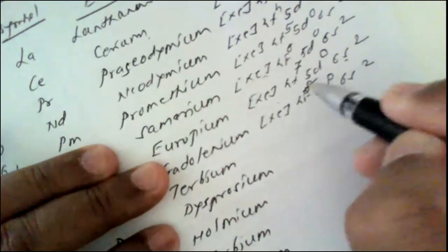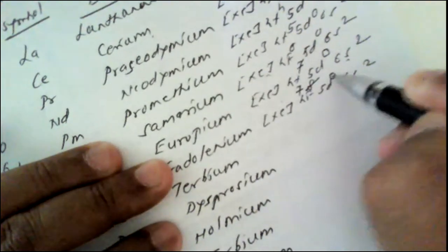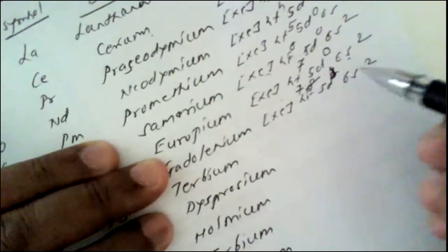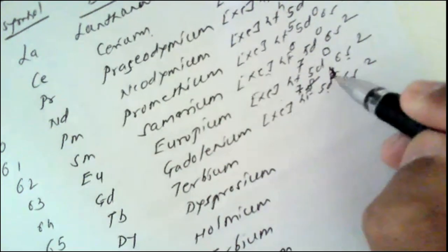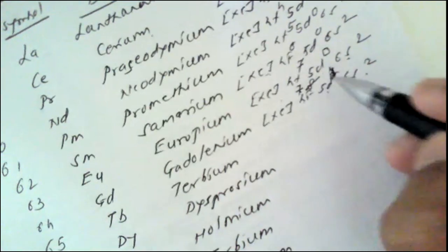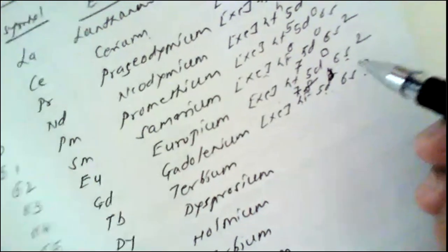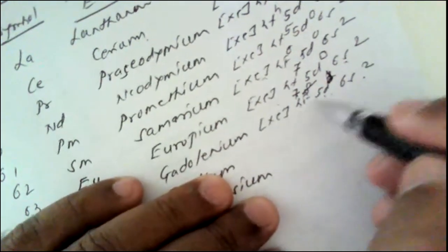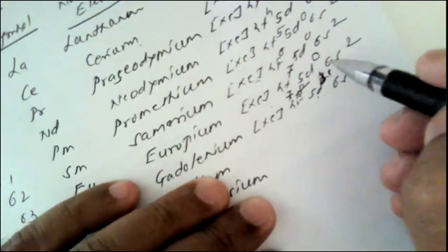That means instead of 4f8, it becomes 4f7, and one of the electrons is exchanged with 5d. So the observed electron configuration is 4f7 5d1 6s2 instead of 4f8 5d0 6s2. So the observed electron configuration is 4f7 5d1 and 6s2. So this is a 5d1.